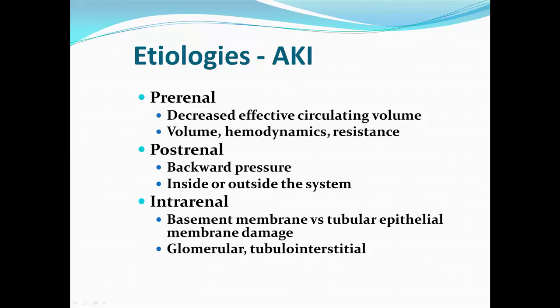So when we think about resistance, remember that there has to be a positive net filtration pressure across the glomerulus in order for that glomerulus to produce a filtrate. So if the oncotic pressure in the capillaries or in the vascular system is greater than the pressure in Bowman space, then you're going to get filtration.